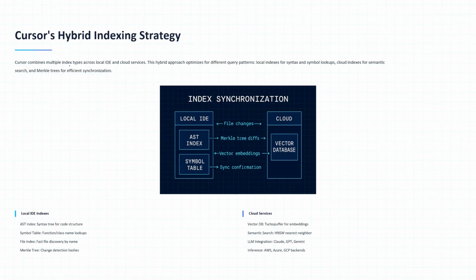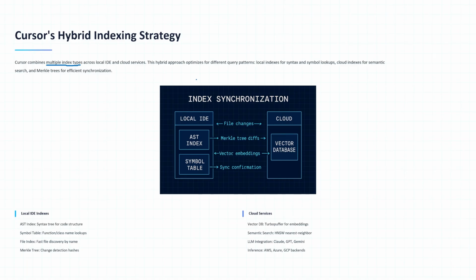As usual, there is no one result where you can get a perfect index formed for a code base. So Cursor combines multiple index types across the local IDE and cloud services, and their hybrid approach is optimal for different types of query patterns. They keep local indexes for syntax and symbol lookups, which take less than 1 millisecond, and cloud indexes for semantic search.